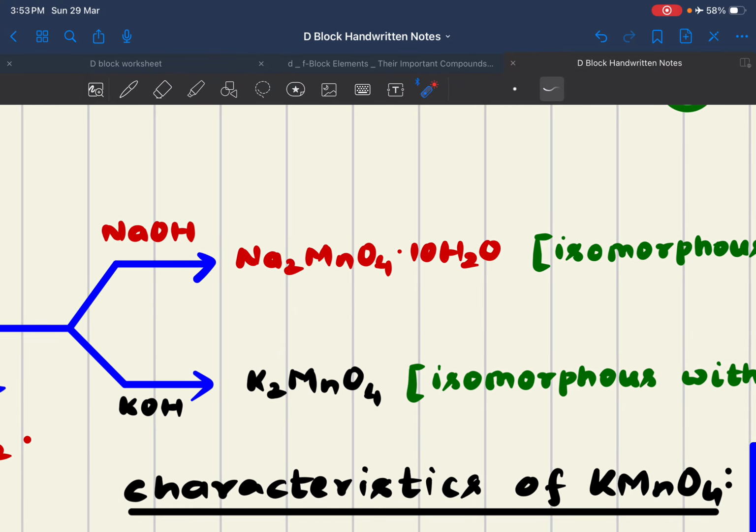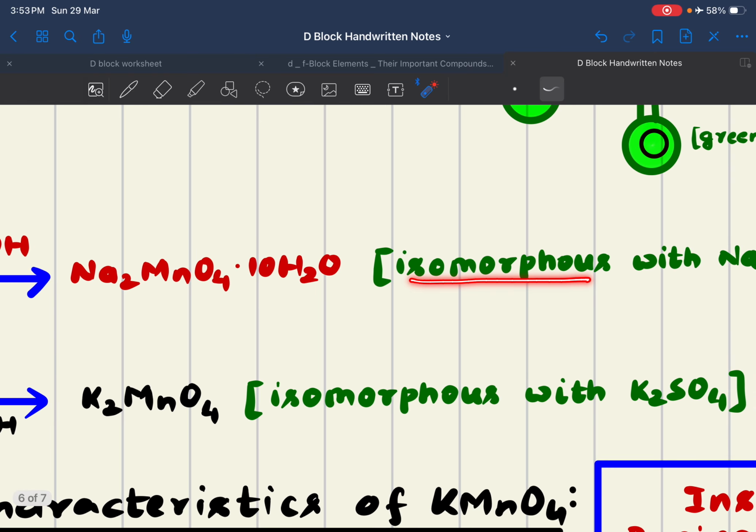Now I have also written further: isomorphous. Isomorphous means you will see that two compounds look similar in crystalline structure, but they have different physical and chemical properties. Compounds having similar crystalline structure but different physical and chemical properties are called isomorphous.